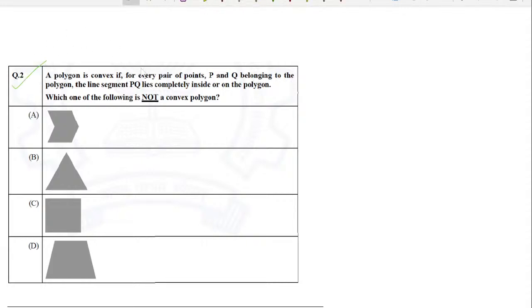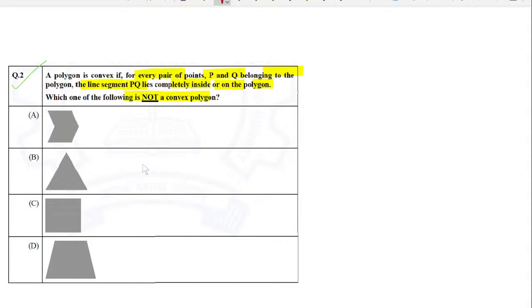Question number 2 says that in a convex polygon, for every pair of points P and Q belonging to the polygon, the line segment PQ lies completely inside or on the polygon. Okay, so which of the following is not a convex set? Convex polygon, that means what? That means we have to find a figure from these 4 figures in which if we join any 2 points inside the figure, then the line goes outside the figure.